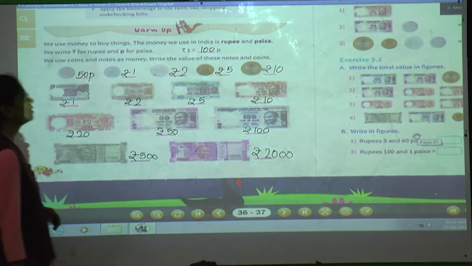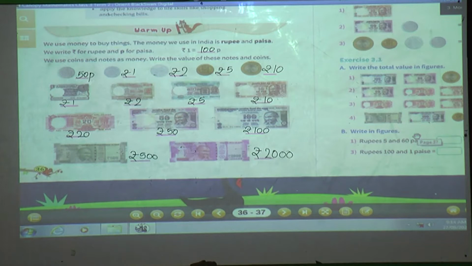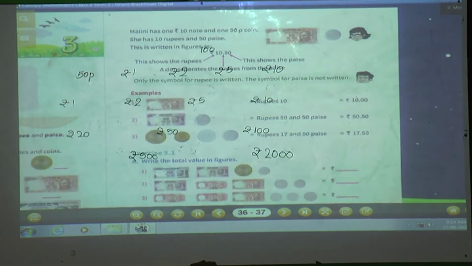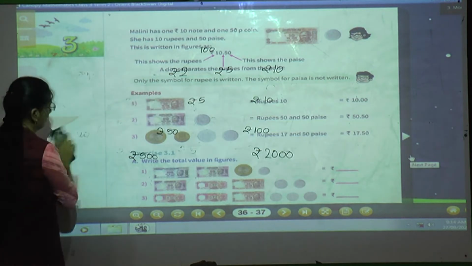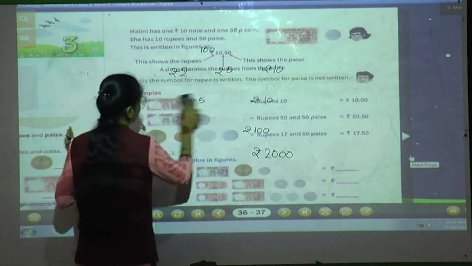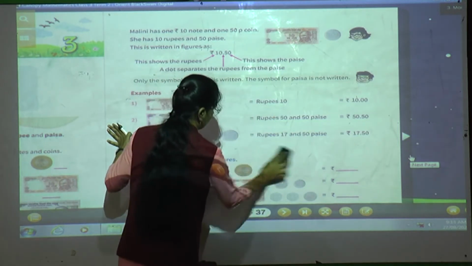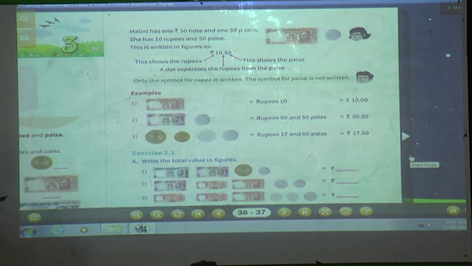Okay, clear about the notes and coins? Okay, now we will move to the next part. Turn the page. See here, we will take one example now.